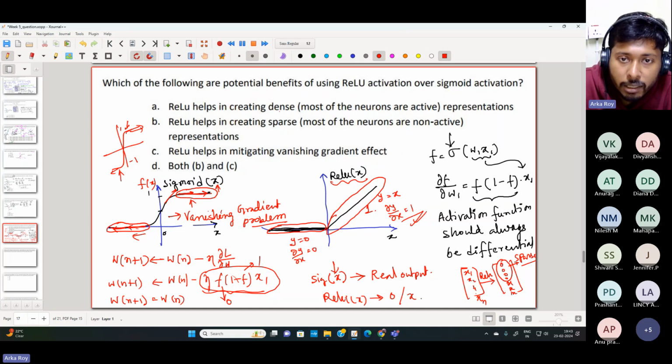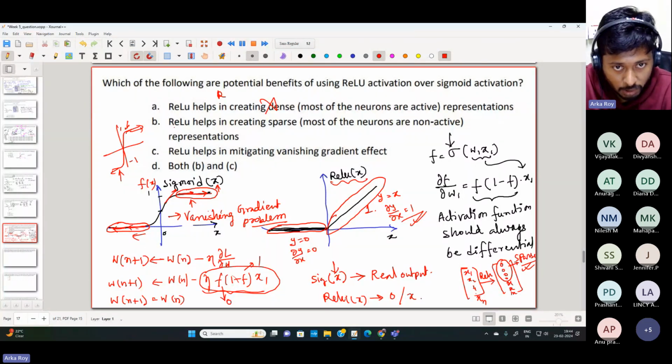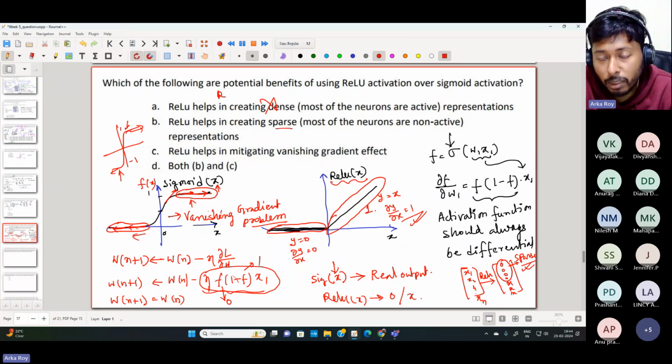ReLU helps in creating dense representation, which is not true. Why? Because I have already told you that the majority of the values will be 0 if x is negative. So ReLU gives you a sparse representation, and this is incorrect. The next option is that ReLU helps in creating sparse representation, most of the neurons will be non-active. Non-active means they will output 0. So this is correct.